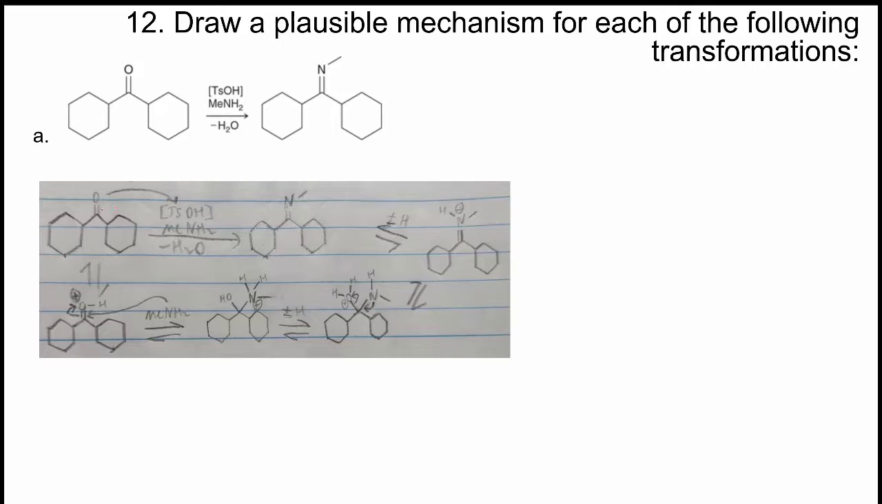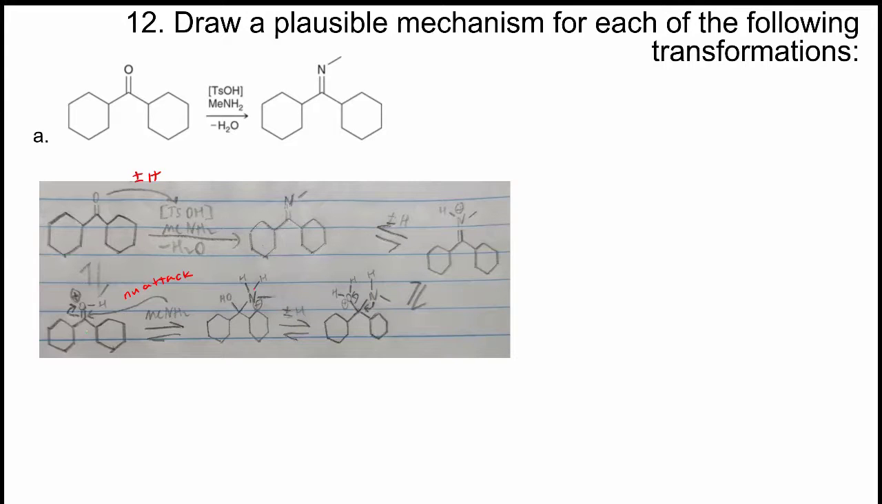And so we have a carbonyl here. The first step the student has going to the tosic acid. So tosic acid is just another acid. This is a proton transfer. So they protonate that alcohol or that carbonyl. So we have a protonated carbonyl here. And then the next thing to happen is the nitrogen from the methylamine is going to do a nucleophilic attack on the carbonyl.